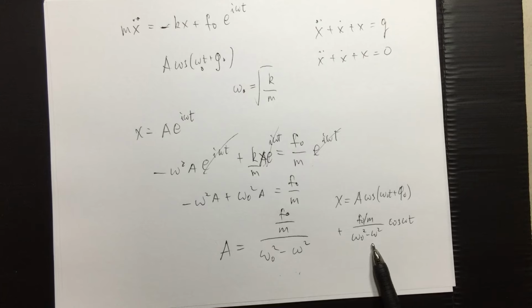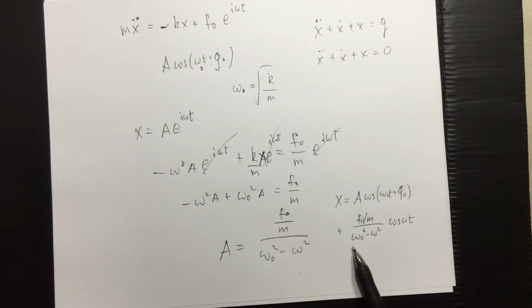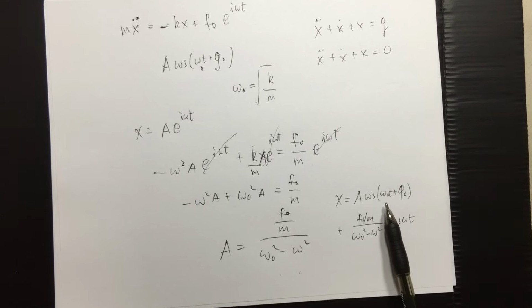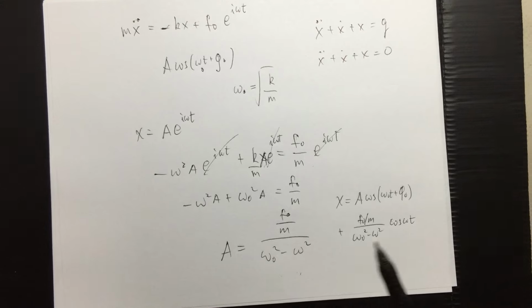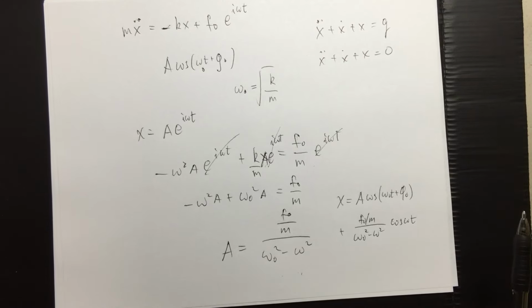This term. And when omega goes to omega 0, this becomes omega 0, this becomes omega 0, and this just becomes a harmonic oscillation. This is the sine cosine omega 0 kind of motion.